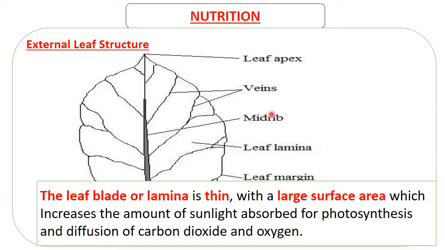The carbon dioxide from the external environment gets into the leaf to do the process of photosynthesis, and the oxygen after the process of photosynthesis comes out of the leaf. So that's why these have got large surface areas.